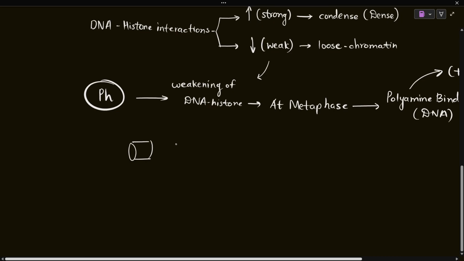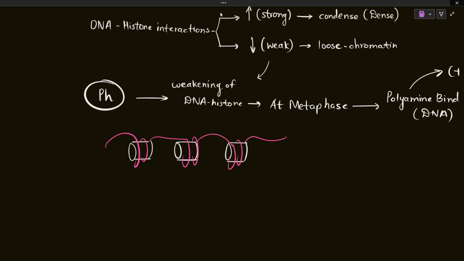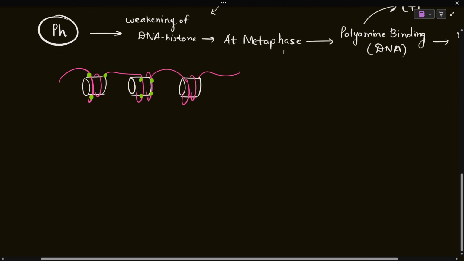Assume this is your nucleosome, the octamer, around which the DNA is wrapped. When this becomes loose, the polyamines come and bind here. They do not bind to the histones, they bind to the DNA. This is how they bind to DNA. I'm drawing a rough schematic for you to understand.